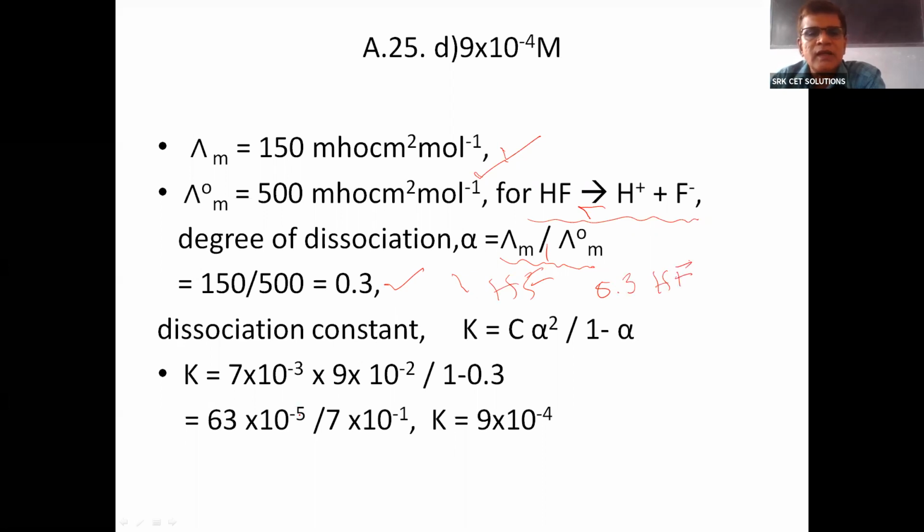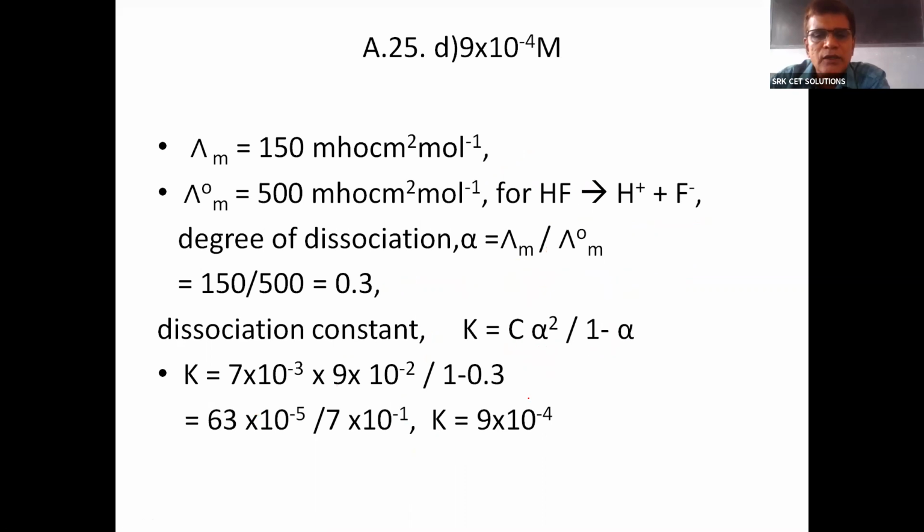And then we have the equilibrium constant value. So that is C alpha square by 1 minus alpha, where C is the initial concentration of the solution. Then you substitute all of them together. You get this K, the equilibrium constant, 9 into 10 to minus 4.